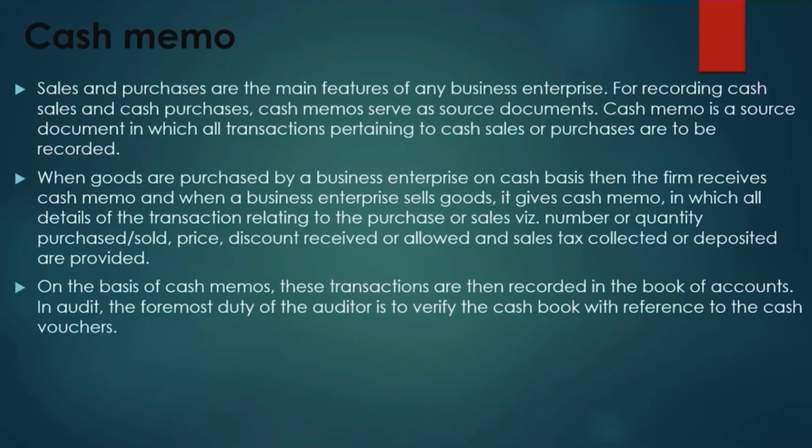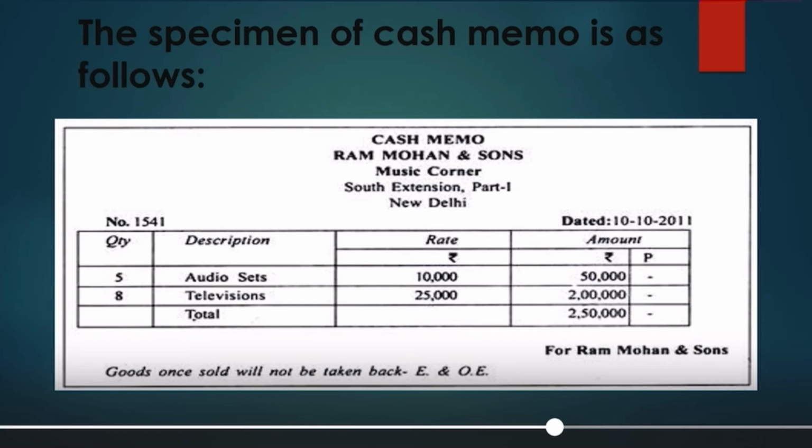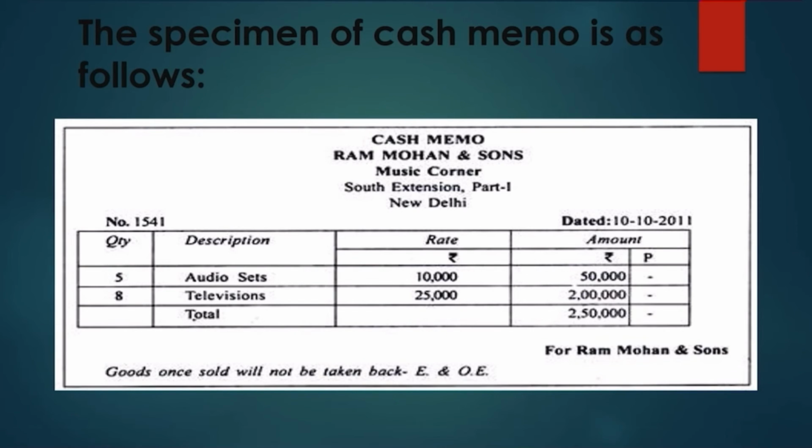In audit, the foremost duty of the auditor is to verify the cash book with reference to the cash vouchers. The specimen of cash memo is as follows. The example of cash memo is this.